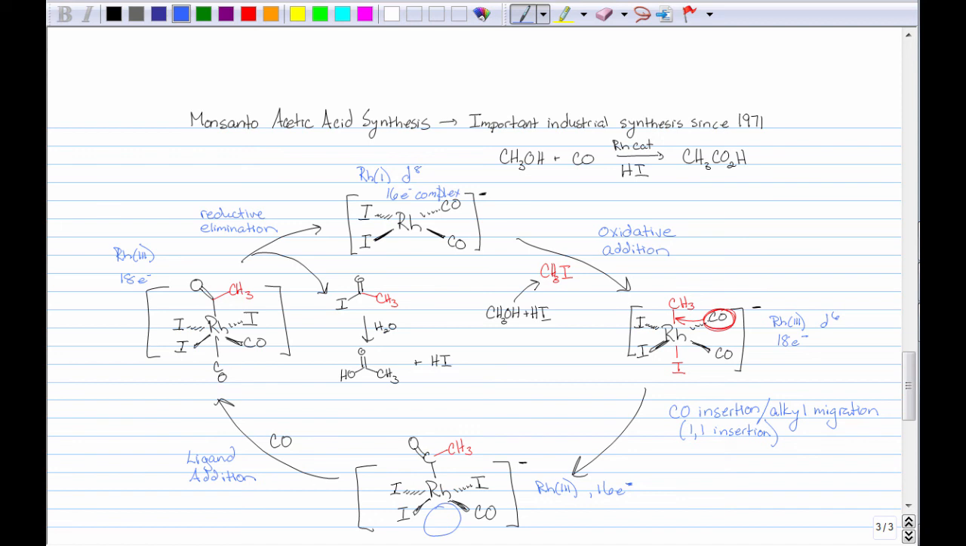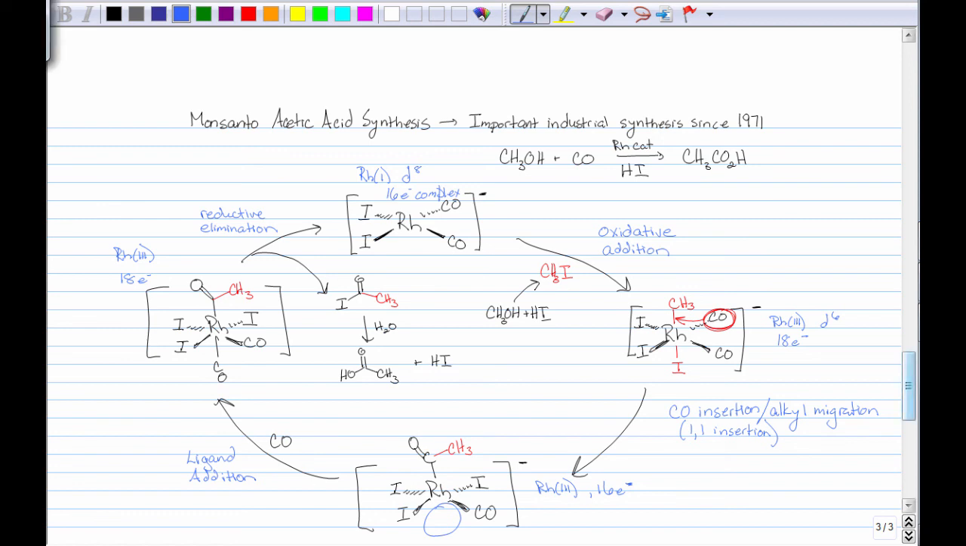So again, when you look at catalytic cycles, I want you to be able to tell me the oxidation state of the metal, because that's helpful in naming the types of reactions, and the total electron count will tell you something about what next steps are possible.